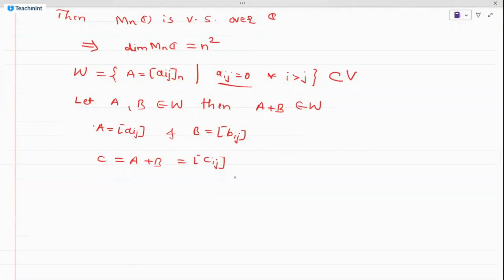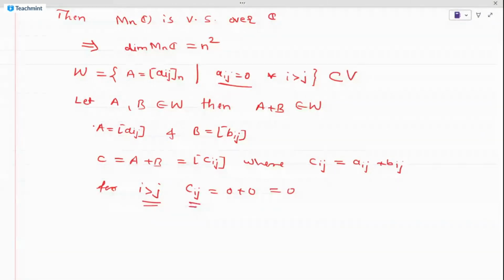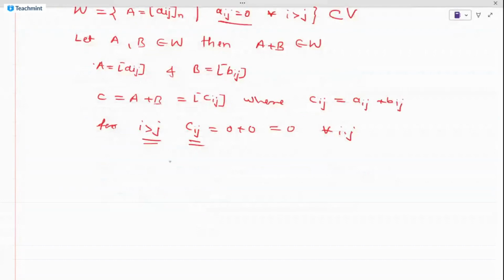Where each element Cij is equal to Aij plus Bij. For i greater than j, Aij is 0 and Bij is 0, therefore Cij is 0 plus 0, which is also 0. Then it is true for all i greater than j. This implies that the matrix C is also upper triangular. So A plus B belongs to W.